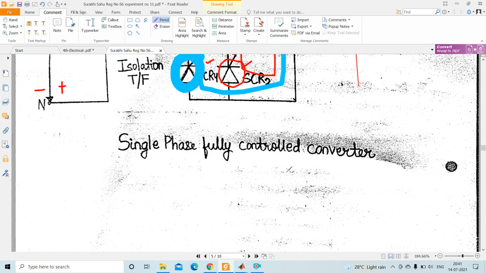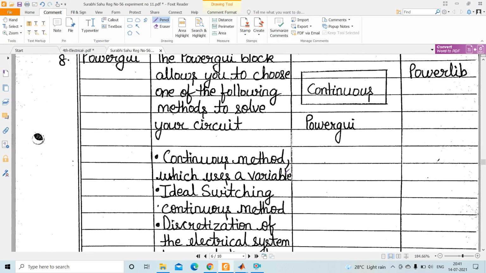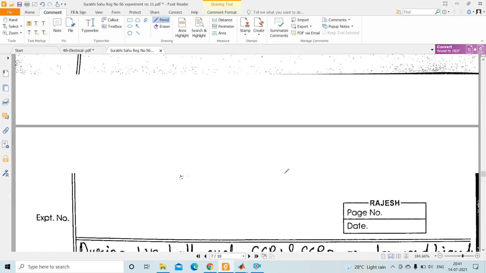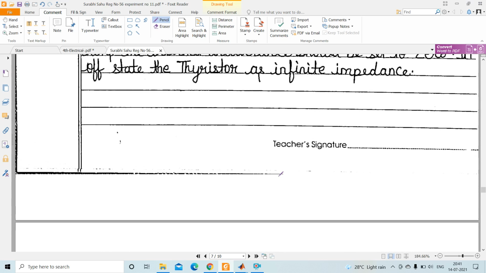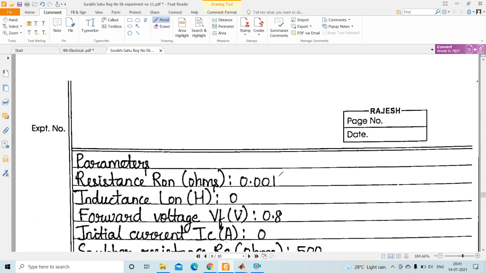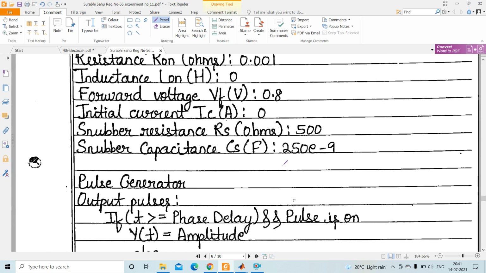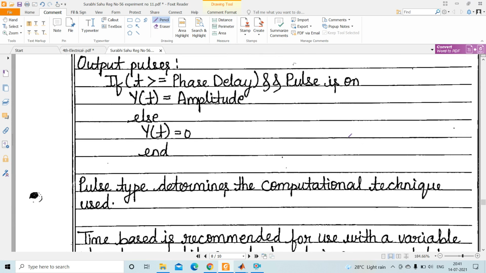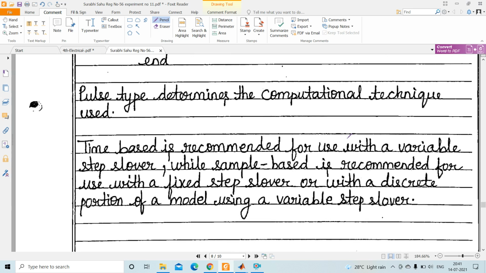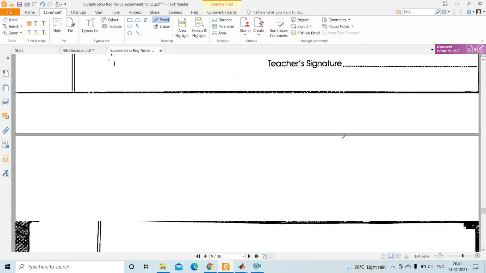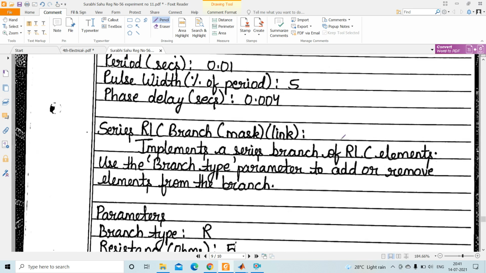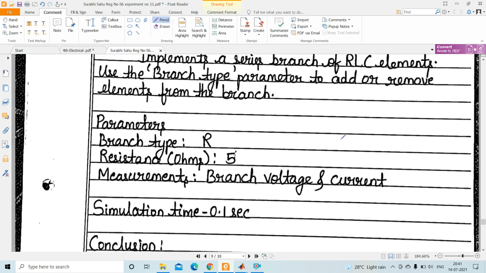Now just check the simulation. Everything is mentioned over here, every parameter is written clearly. Just go through these parameters. I already showed you in the simulation also. Okay, these are the parameters. You just note them down in your record paper.